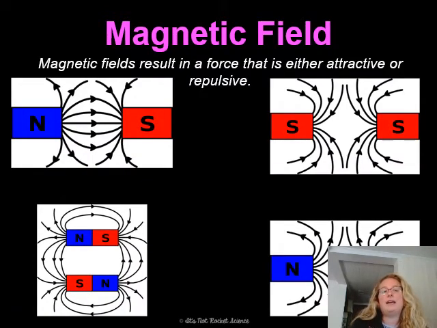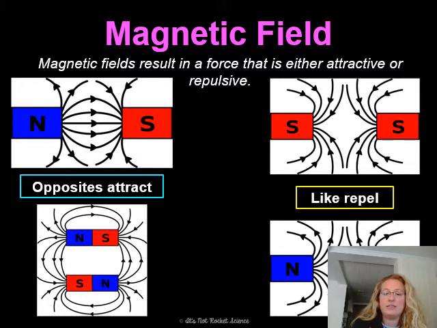The reason that magnets attract and repel each other is they have a magnetic field, again a lot like an electric field. Magnetic fields result in a force that is either attractive or repulsive: opposites attract, and likes repel. This is not a foreign concept to you. You know that certain magnets, if you hold them next to each other, as soon as they're within range of each other, will snap together. Those are obviously opposite magnets, the north and the south pole.